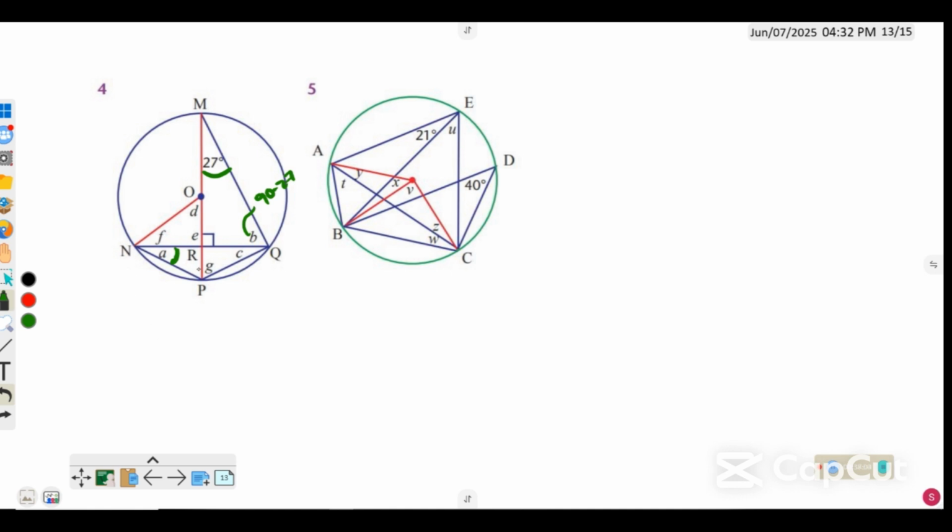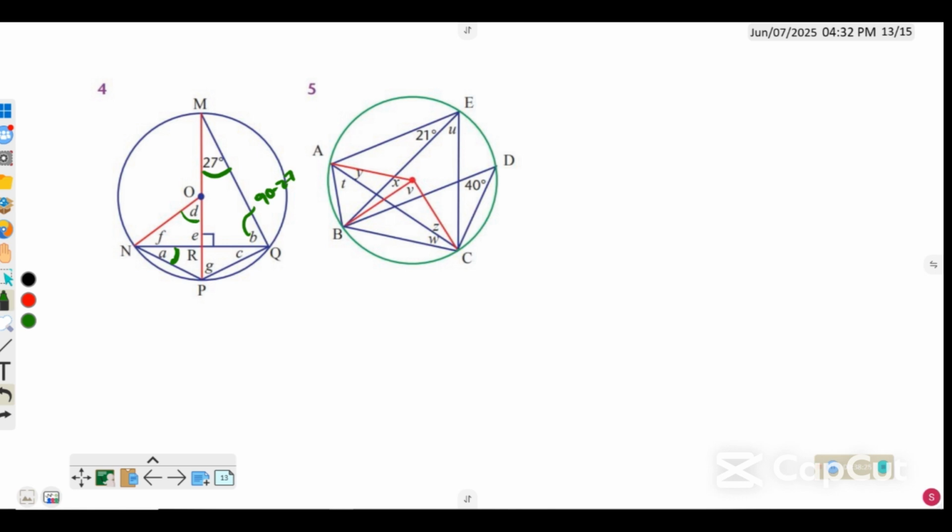C is subtended by the arc NP, but NP doesn't subtend... Oh, NP also subtends D at the center of the circle. So it's a bit difficult to find C at this point because we cannot use that. Okay, fine. How exactly can we find C?